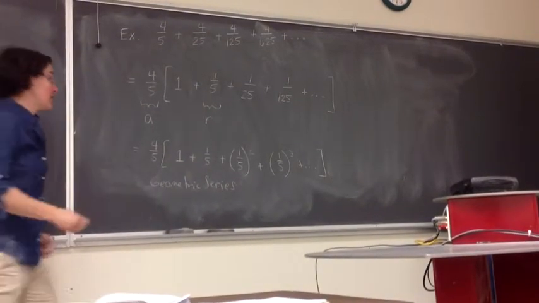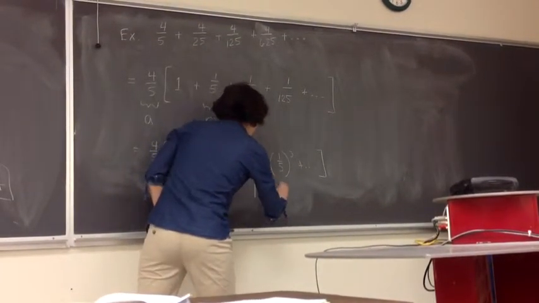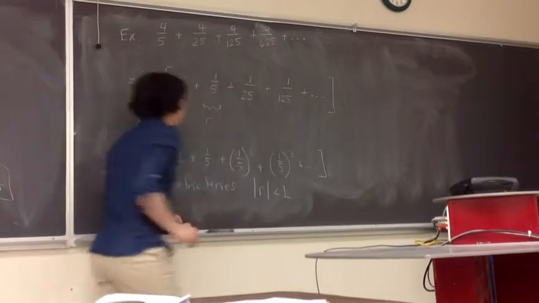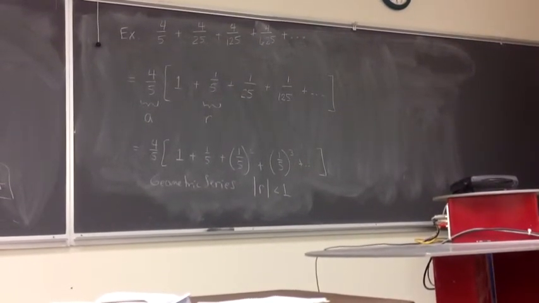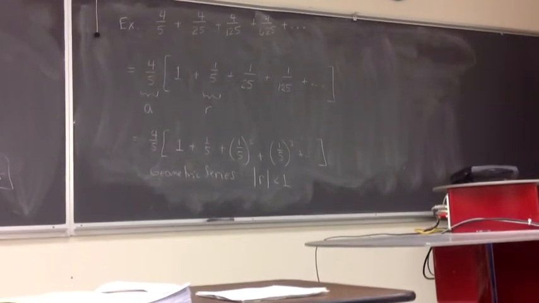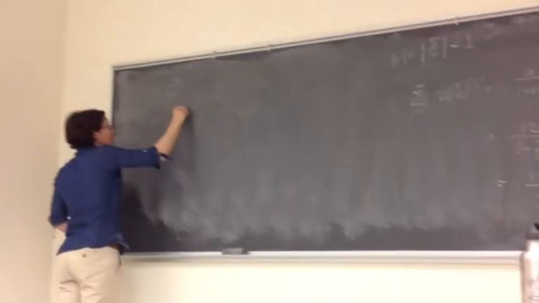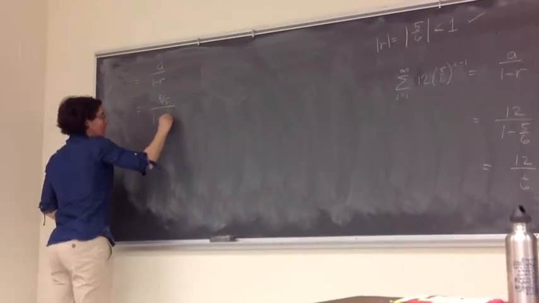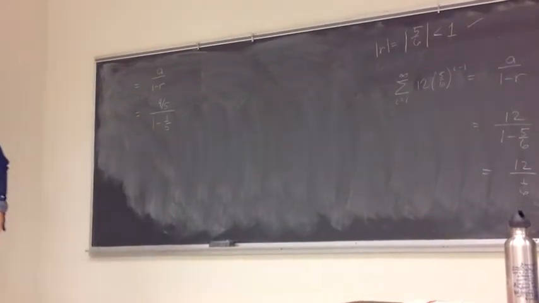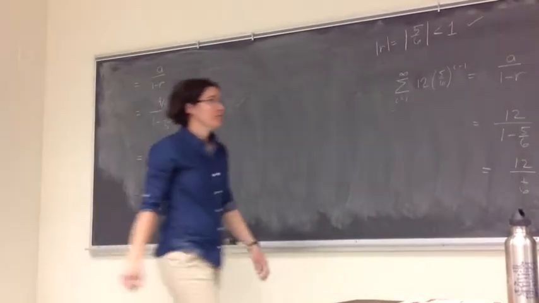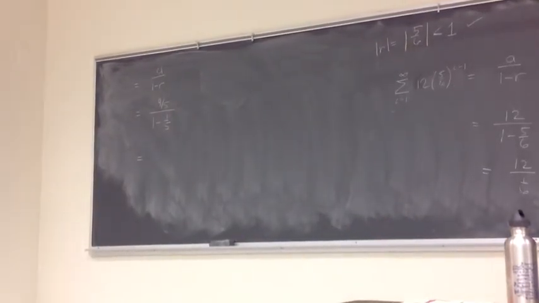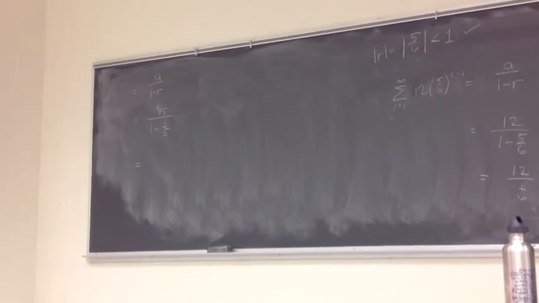And on my geometric series, the size of my r is less than 1. My r is 1/5, and 1/5 is definitely less than 1. And so this sum is going to be equal to a over 1 minus r, where a is 4/5 and r is 1/5. Geometric series, r is less than 1, so the series converges.